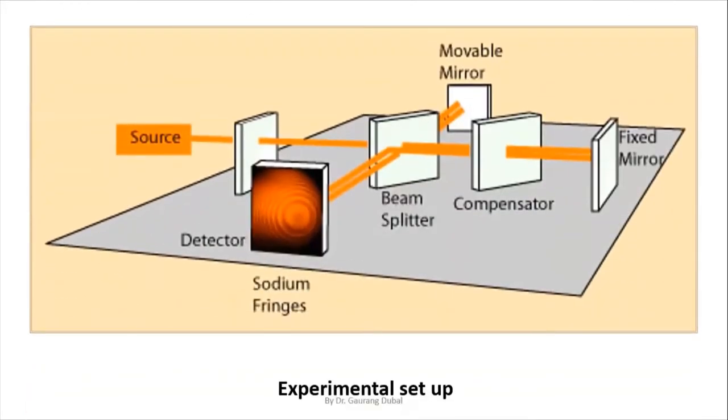Now you can see the experimental setup of the Michelson interferometer. First you have to see where it starts and where it ends. So I am making an arrow. The experimental setup, whatever you are going to see here on the screen, will actually start from the source. The source is the source of radiation for infrared frequency.